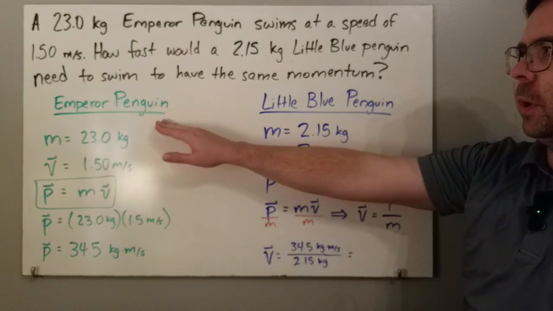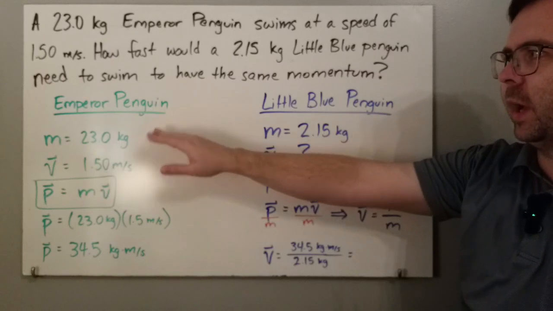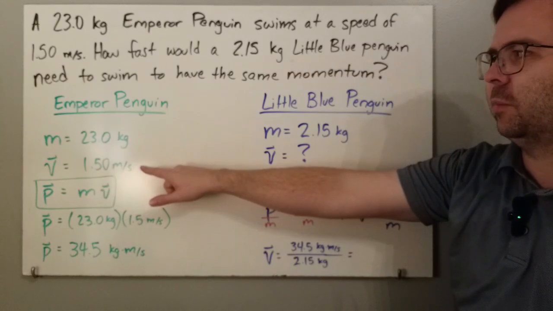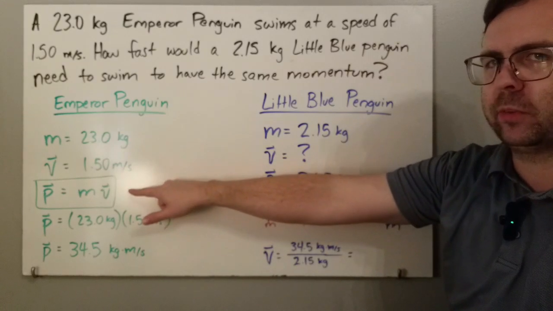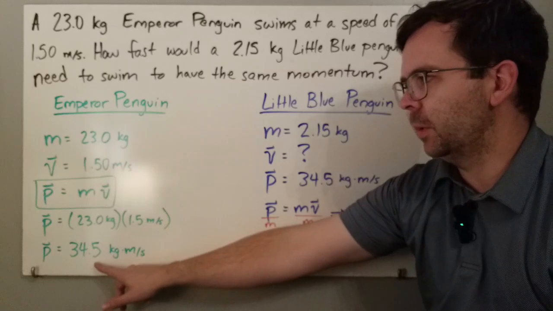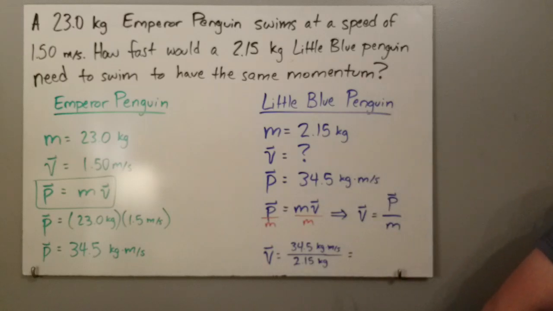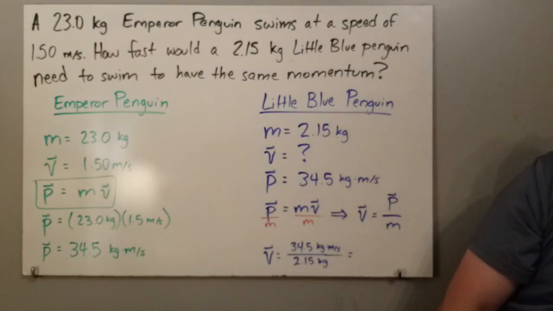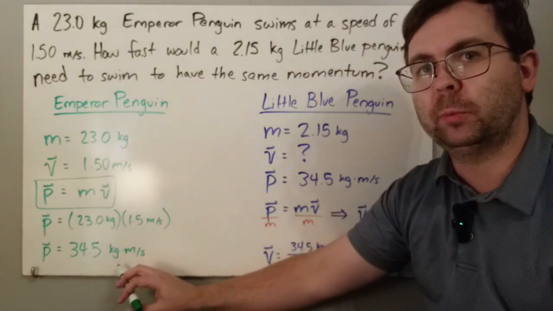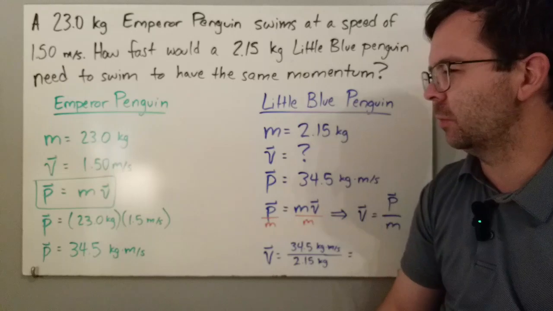So for the emperor penguin, the first thing we need to do is figure out how much momentum the emperor penguin has. If it's got a mass of 23 kilograms and a velocity of 1.5 meters per second, momentum is mass times velocity. So we'll multiply the mass and velocity together, and the momentum of the emperor penguin is 34.5 kilograms times meters per second. Now, we're going to use that momentum as the momentum of the little blue penguin. We want to know how fast the little blue penguin needs to go to have that same amount of momentum.